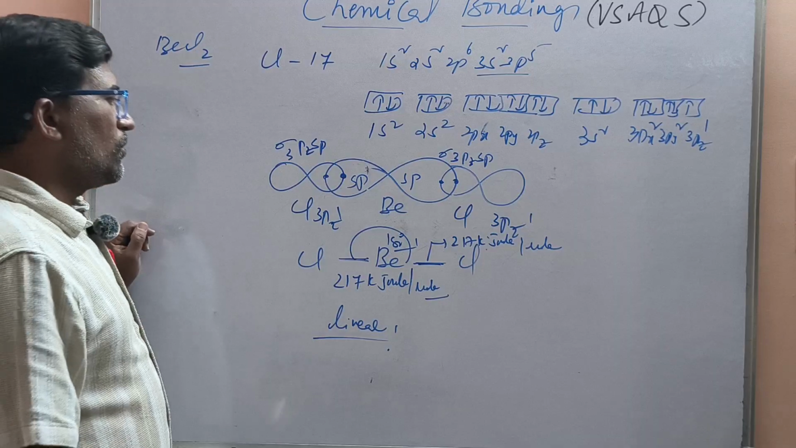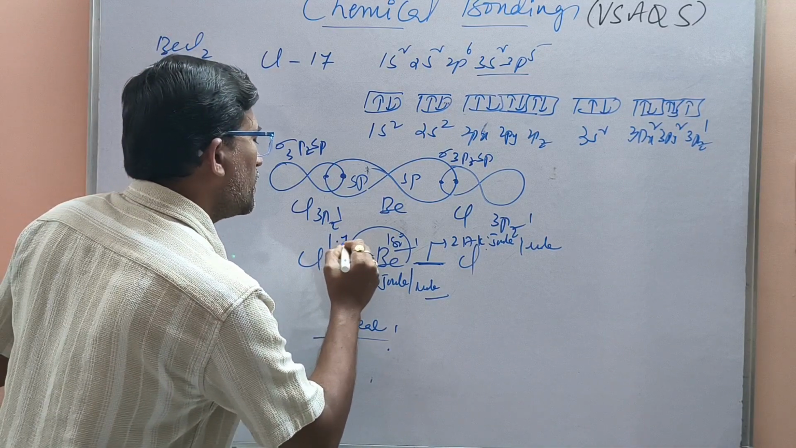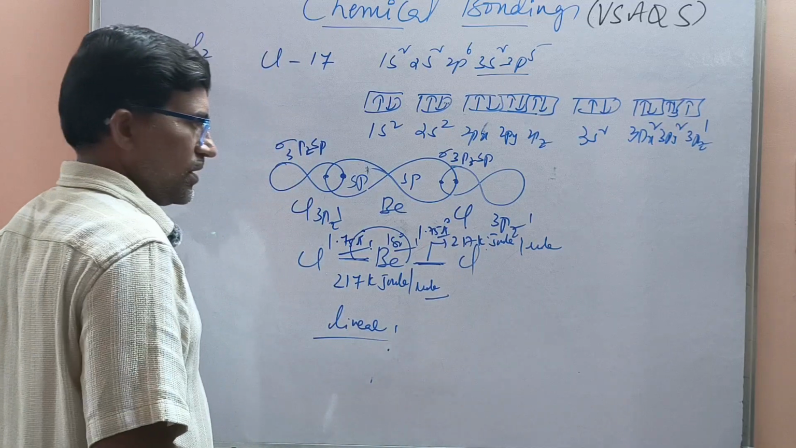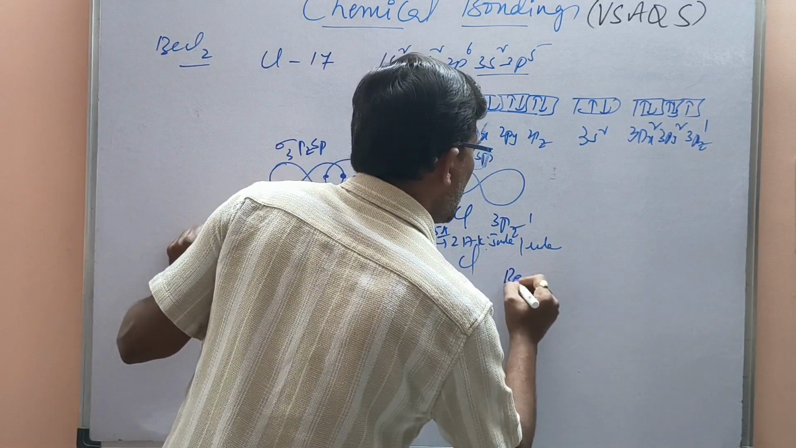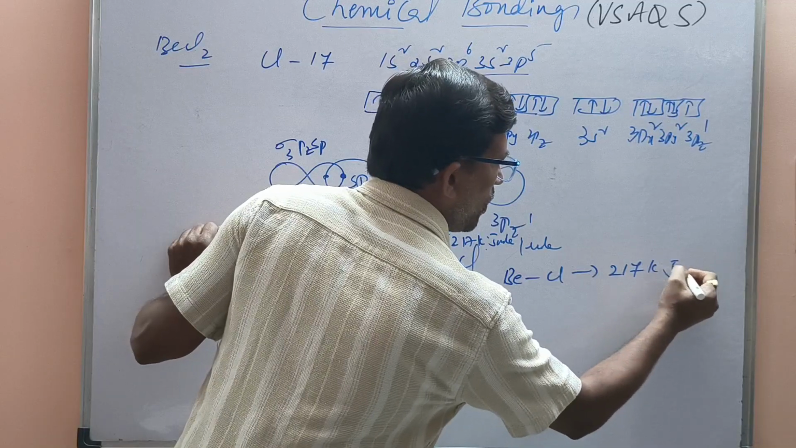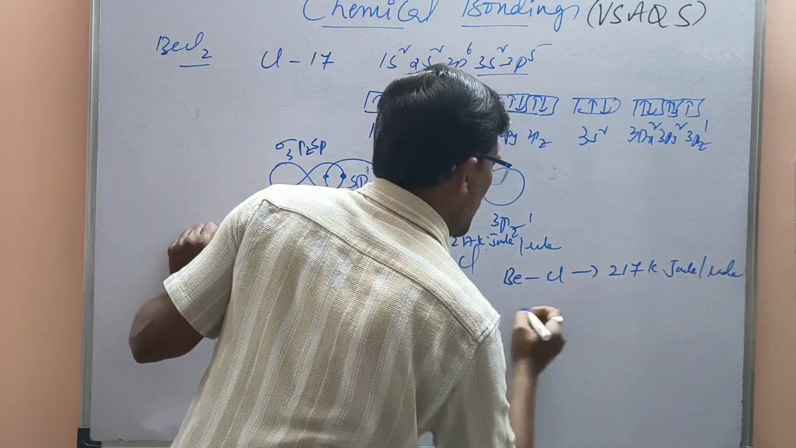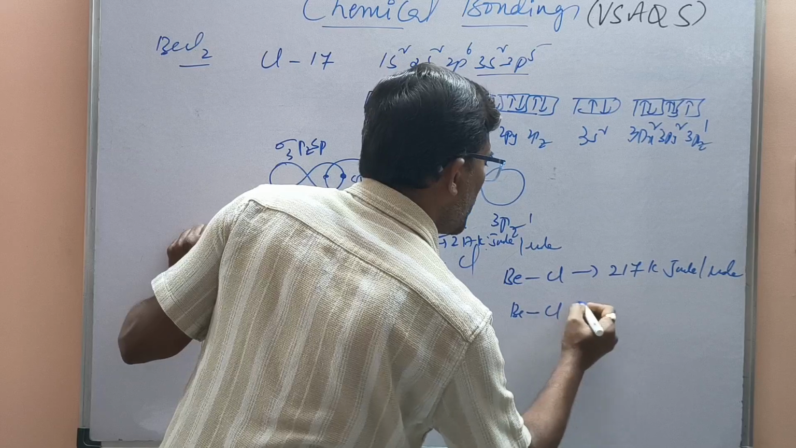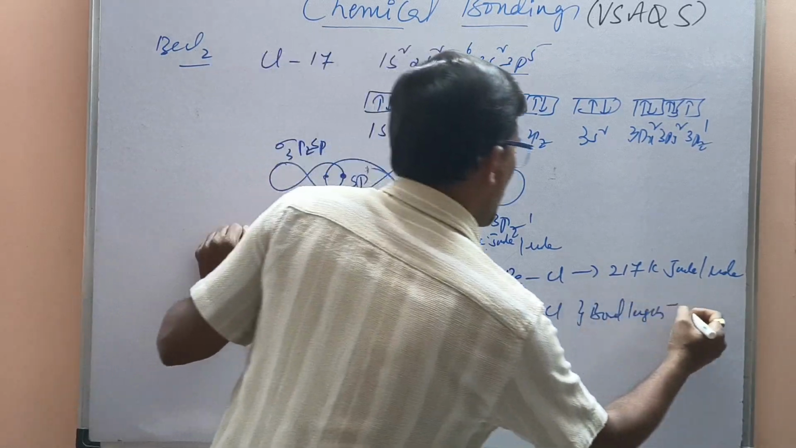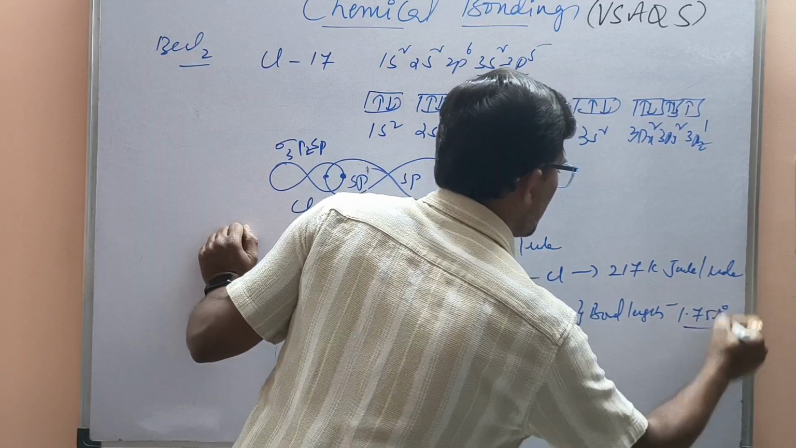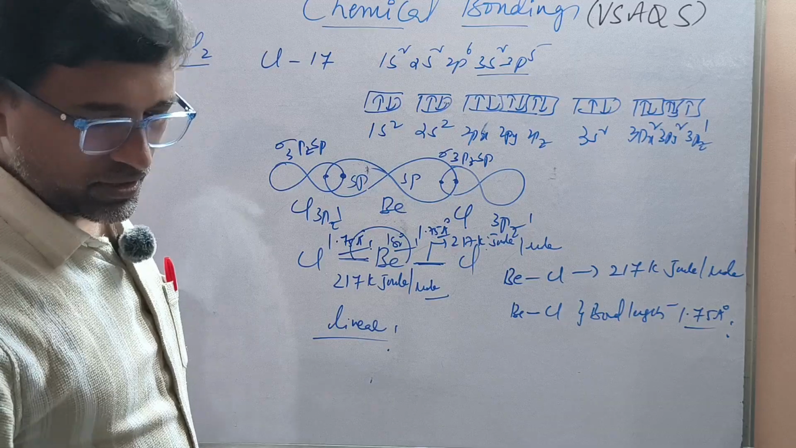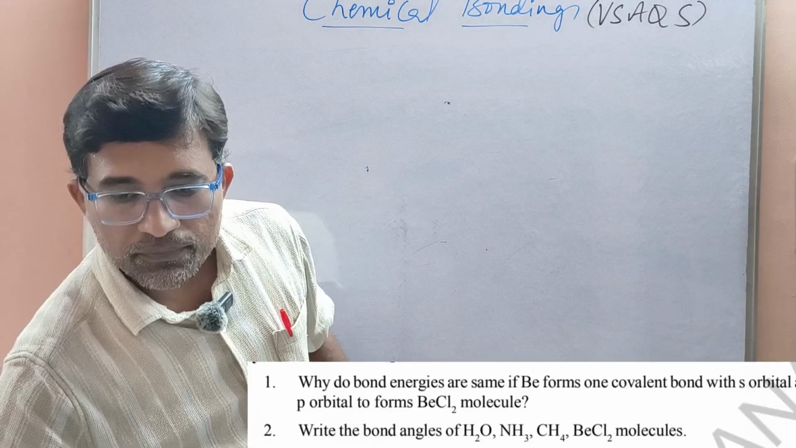The bond length is 1.75 angstroms and 1.75 angstroms. So the beryllium to chlorine bond energy is 217 kilojoule per mole, and the beryllium to chlorine bond length is 1.75 angstrom. Understood? So this is the explanation for the first question. I hope everybody understood this.